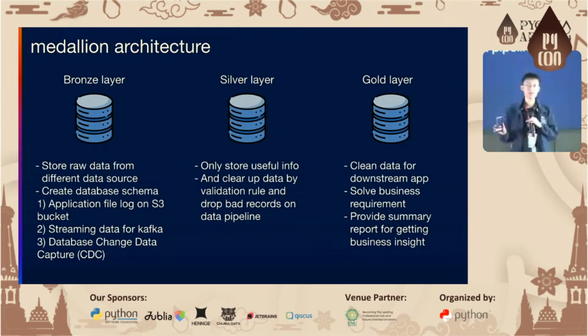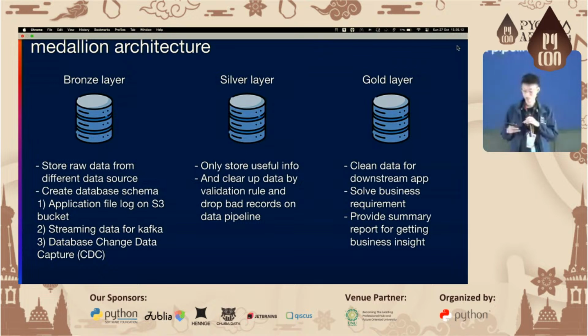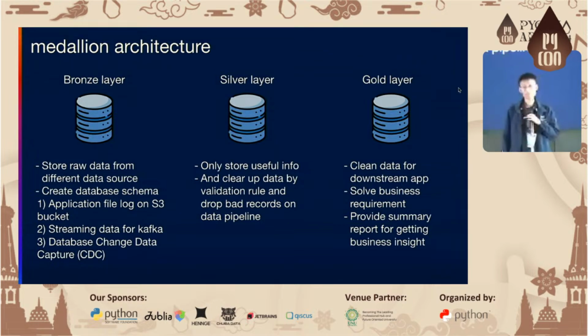Here we have 3 layers in total. First is the bronze layer. It is the raw data from your application. Second is the silver layer. This only stores the useful information because you do the data clean-up job here. You create the validation rules to make the data useful for you. And then the gold layer is the summary report for your CTO, CEO.